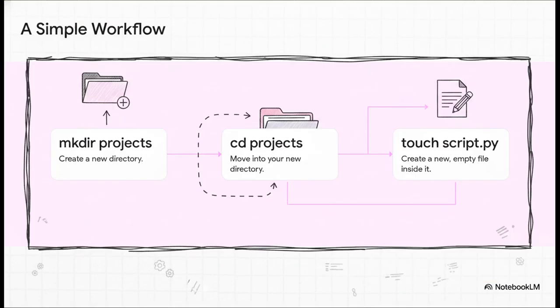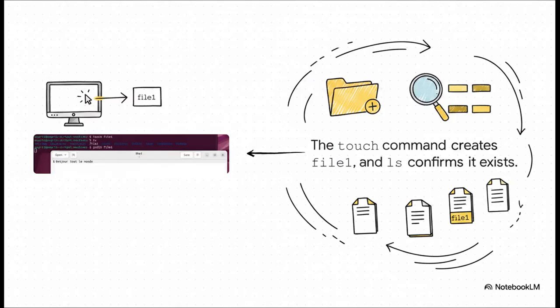So let's put it all together in a little workflow. You can use mkdir to make a directory, then use cd to move into it, and finally, you can use a command called touch to create a new, empty file. In just three quick steps, you've literally built a new space and put something inside it. And here's the proof, right on the screen. The user runs touch file1 to make the file. Then they run ls to check, and you can see file1 is now listed right there. You just created something from nothing.